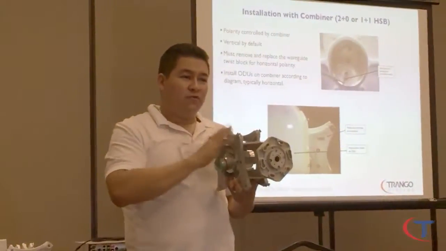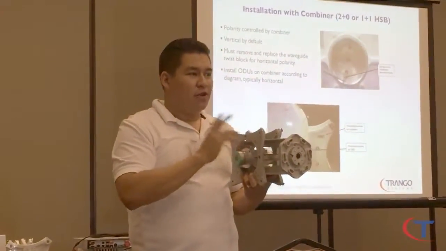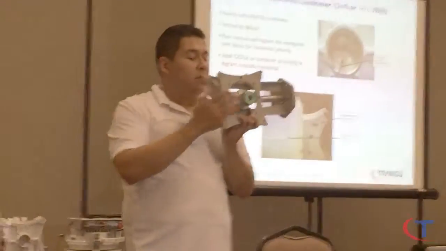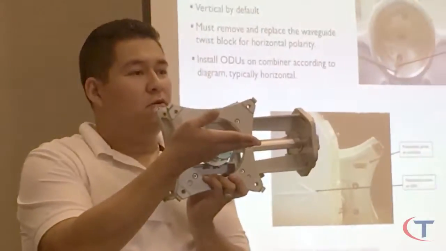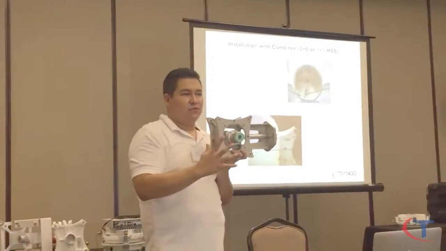But I want you to do something else. Besides looking at the V, vertical or horizontal, look first inside the combiner. Inside the combiner, the waveguide is going to be vertical or horizontal. So you're going to match that to the internal of the ODU, instead of going by the V, because it gets confusing sometimes.